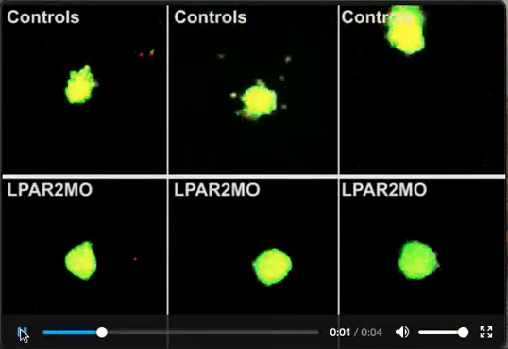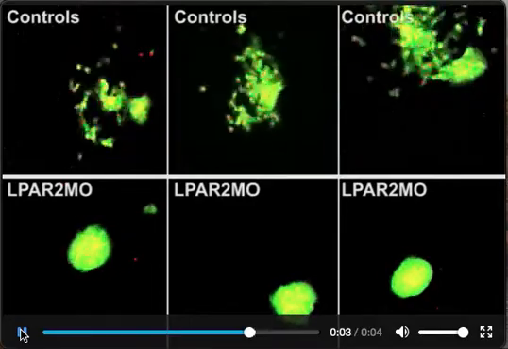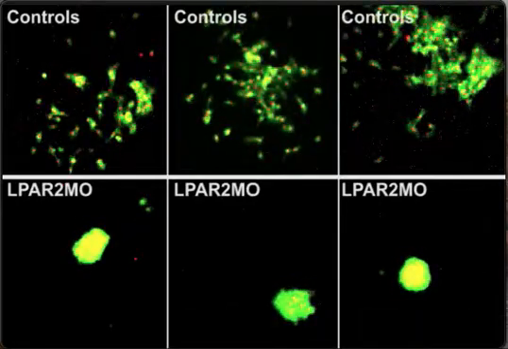So hopefully that gives you an idea of how important the cadherins are in this process and the neural crest cell migration.